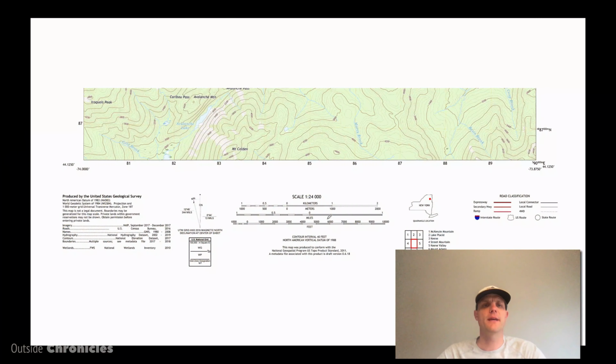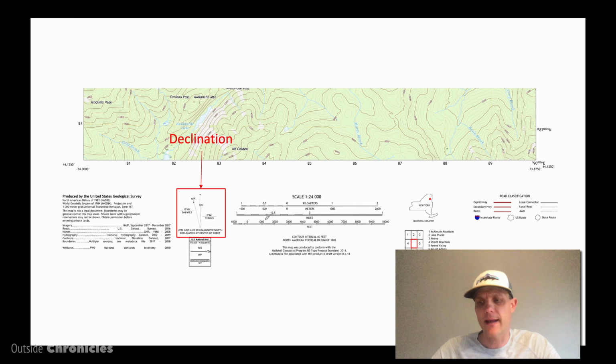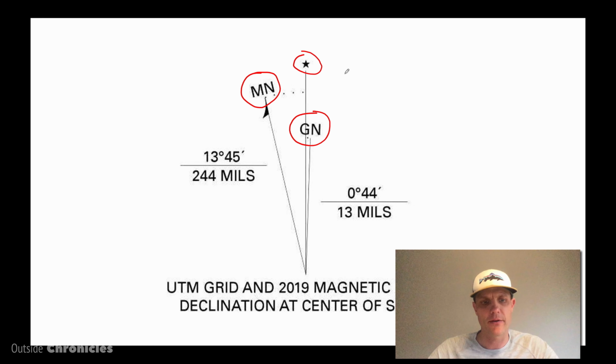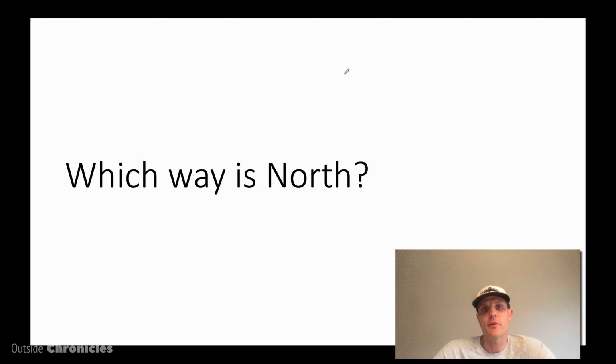Then we have something called declination. And if you recall, back in our first class, we looked at the map margin and we saw a declination in the map margin. Now let's take a closer look at what that actually is. So we have these arrows, and we also have this star. And we'll learn that this is abbreviated magnetic north, this is grid north, and the star is usually considered what is called true north. But which way is north?